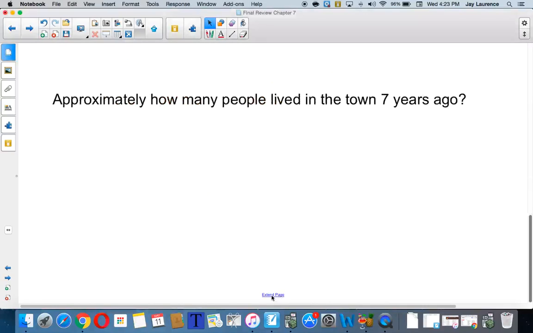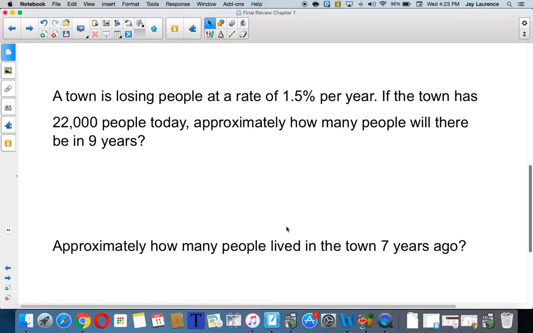Okay. So, a town is losing people at a rate of 1.5% per year. If the town has 22,000 people today, approximately how many people will there be in 9 years? Let's see if we can go through and identify what everything is. My rate should be 0.015, 15 1,000ths. 22,000 is my principal. 9 years is my time. N is 1 because it wasn't mentioned being compounded.